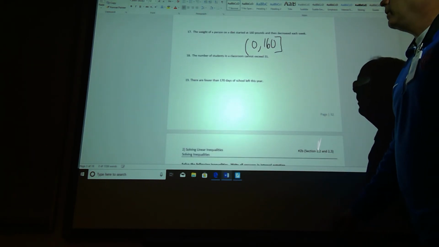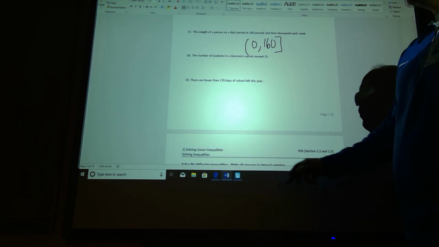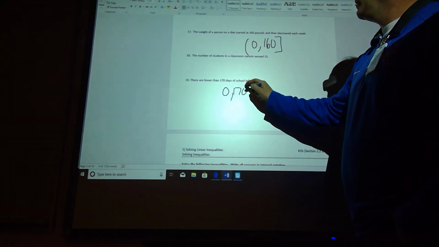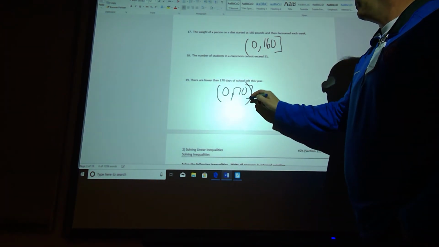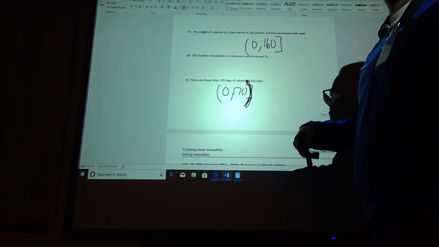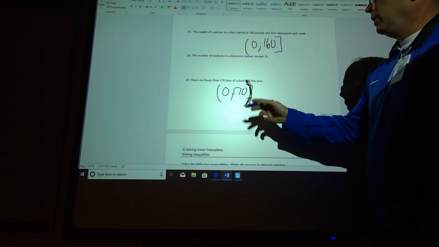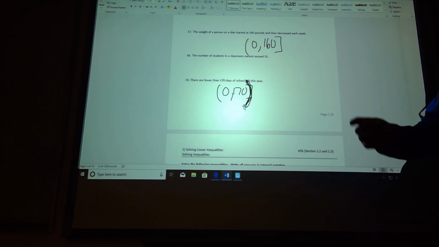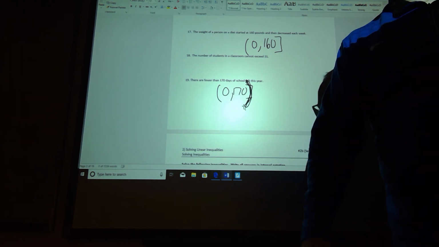And then number 19, there are fewer than 170 days left in the school year. So 0 to 170. And I'd say it's going to be a rounded bracket. So this is just fewer than, it doesn't say equal to. And so that would be discrete because you'd have 160 days, 159, 158, so on and so forth.